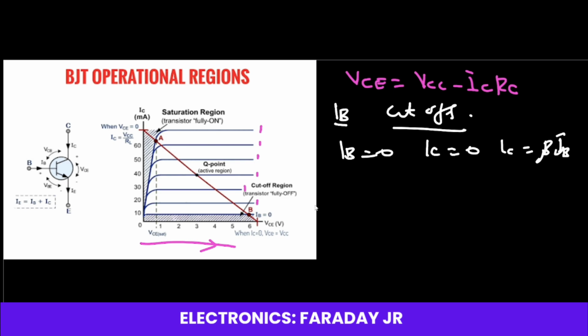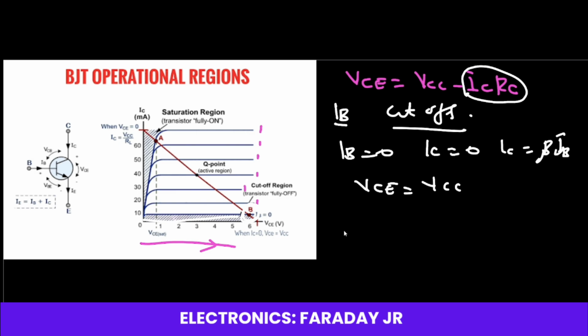So if IC is equal to 0, then it means that the drop here will also be 0. And at that point, the value of VCE will be equal to VCC. And that is the cutoff region of operation. So in the cutoff region of operation, the value of IB is equal to 0, IC is also equal to 0, and VCE is equal to VCC. And that is the B point we have here. That is the cutoff region of operation of the transistor.